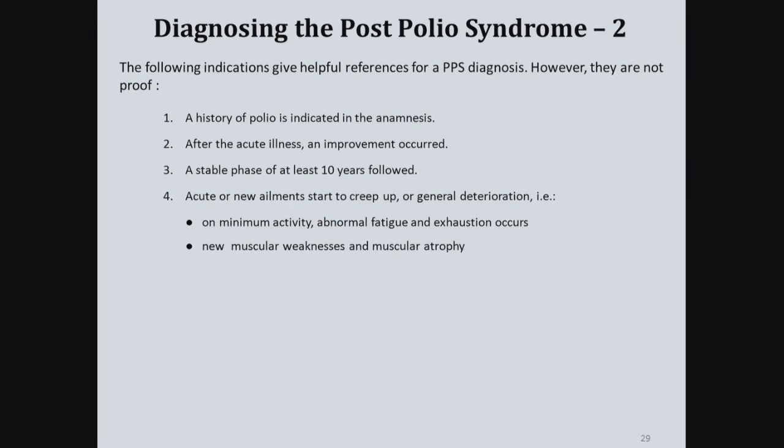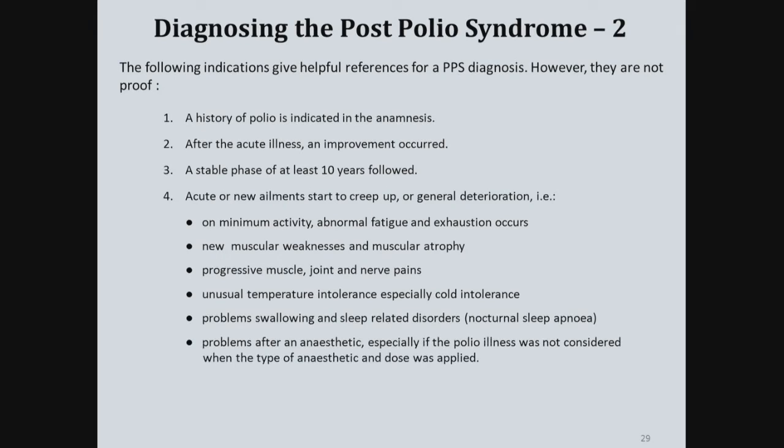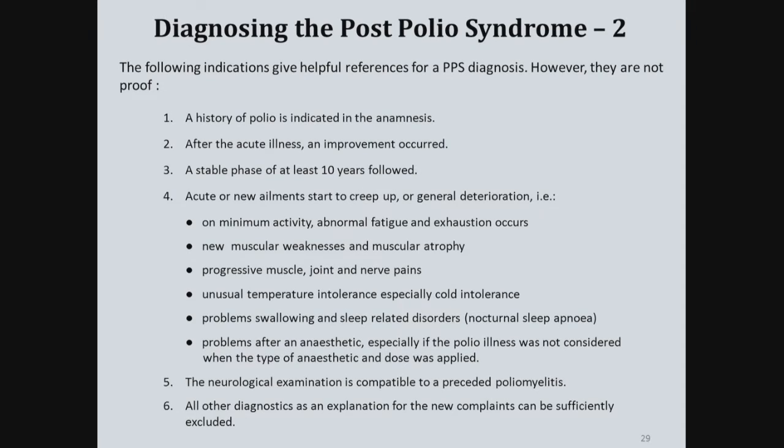New muscular weaknesses and muscular atrophy. Progressive muscle, joint and nerve pains. Unusual temperature intolerance, especially cold intolerance. Problems swallowing and sleep-related disorders, nocturnal sleep apnea. Problems after an anesthetic, especially if the polio illness was not considered when the type of anesthetic and dose was applied. The neurological examination is compatible to a preceded poliomyelitis. All other diagnostics as an explanation for the new complaints can be sufficiently excluded.